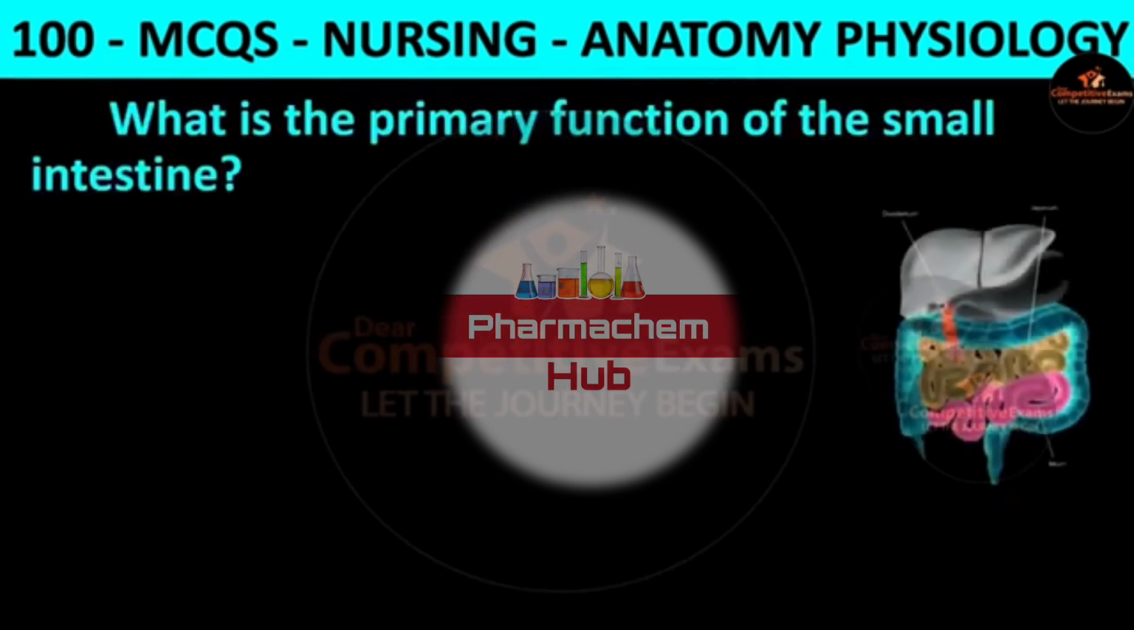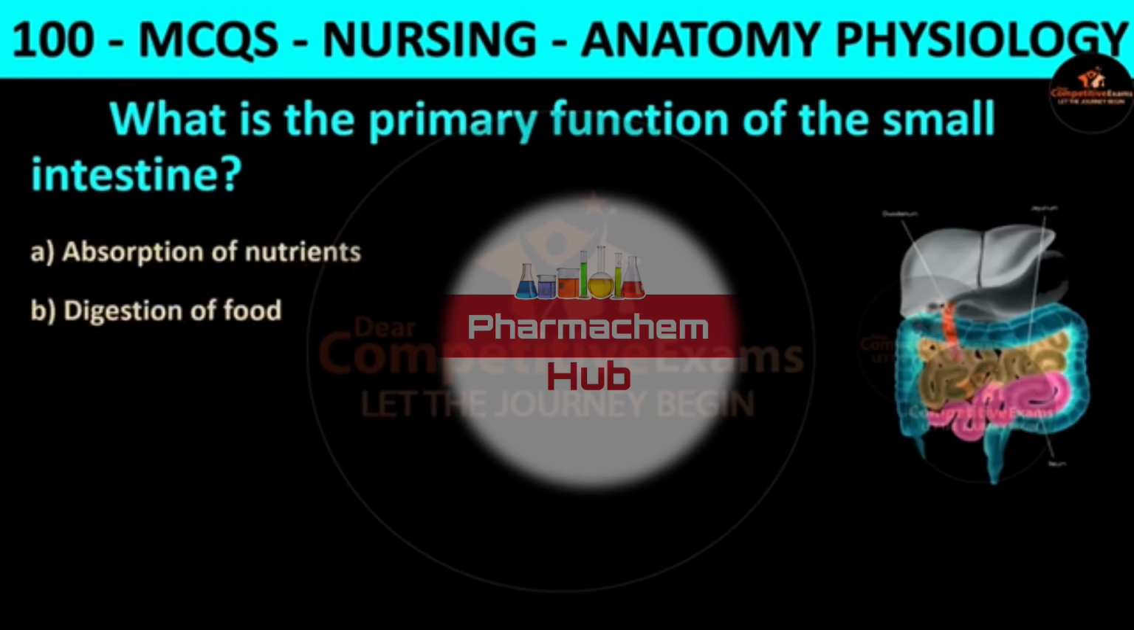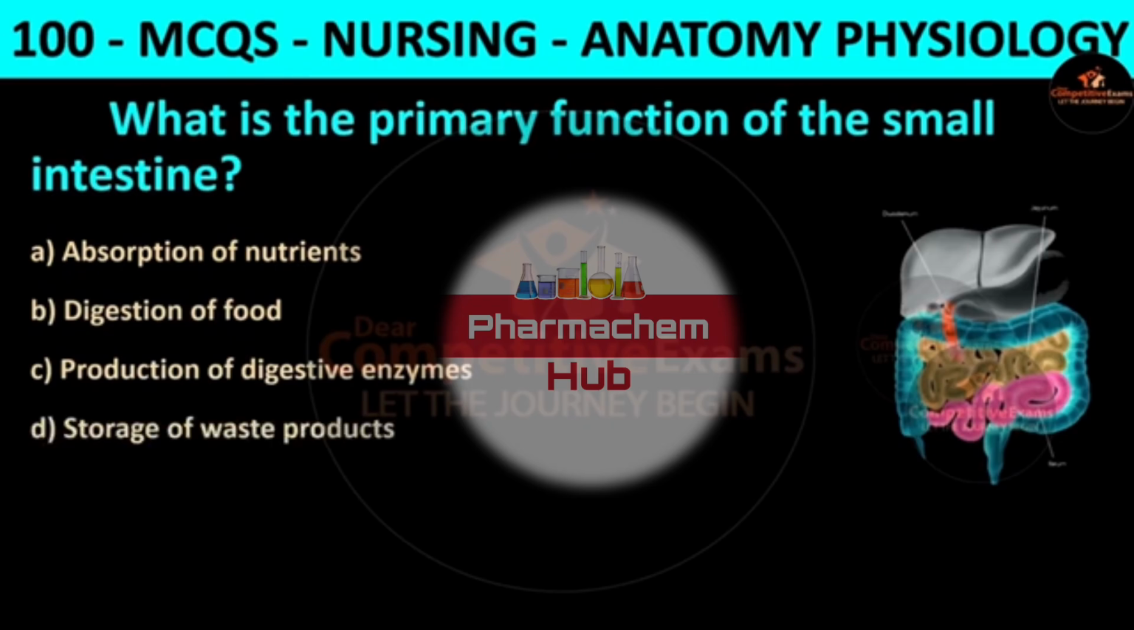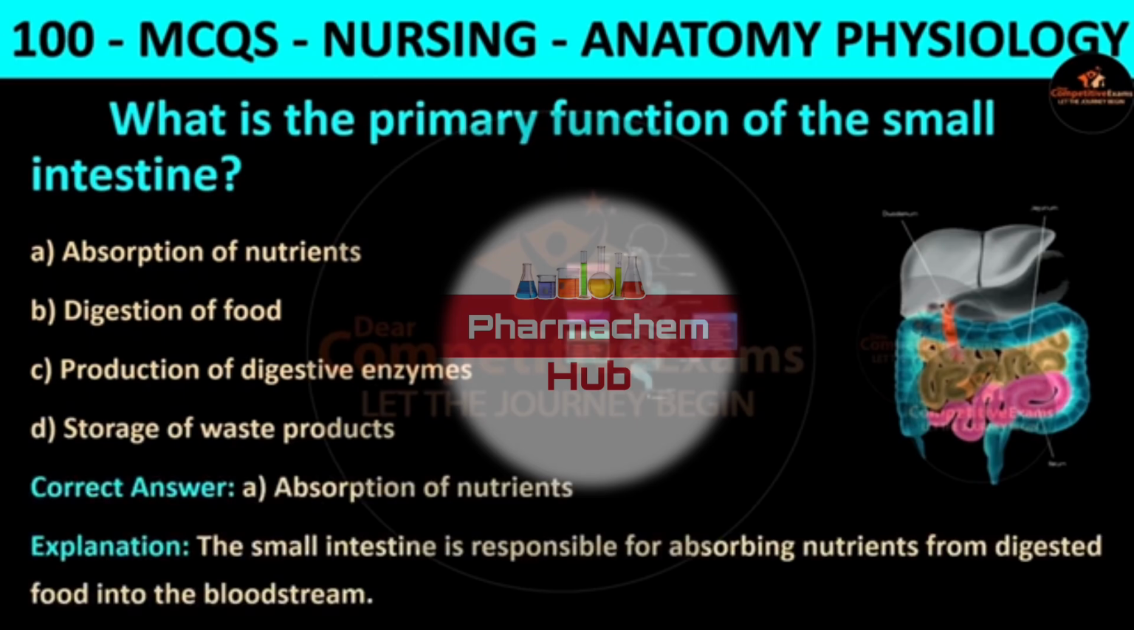Question number 95. What is the primary function of the small intestine? The options are absorption of nutrients, digestion of food, production of digestive enzymes, or storage of waste products. And the correct answer is A, that is absorption of nutrients. The small intestine is responsible for absorbing nutrients from digested food into the bloodstream.